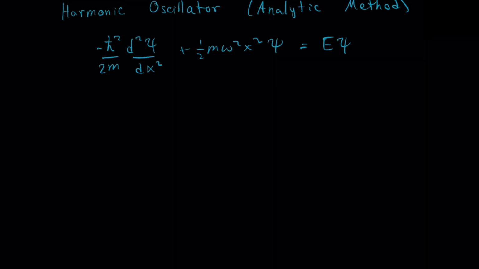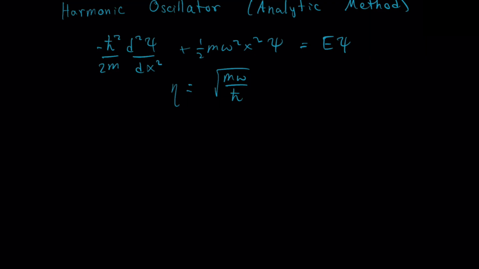So a good way to start trying to solve something like this is to do some substitutions and try to make your life a little easier. So we can define this dimensionless variable. We'll call it eta. And it's going to be the square root of the mass times omega over h bar times x. So the differential of this is going to be that, and we can just substitute d eta squared for dx squared here, which is going to give us this.